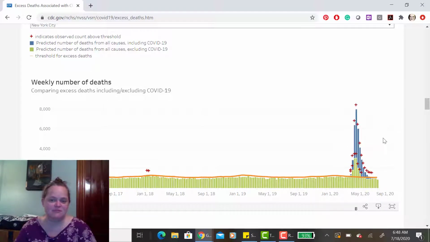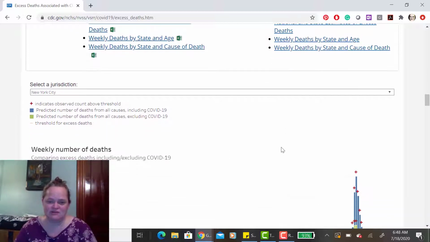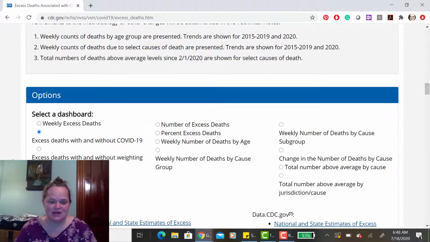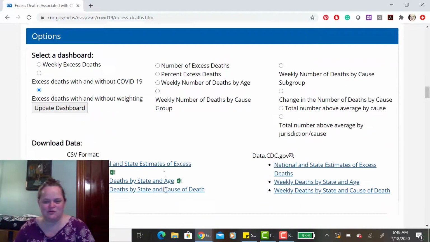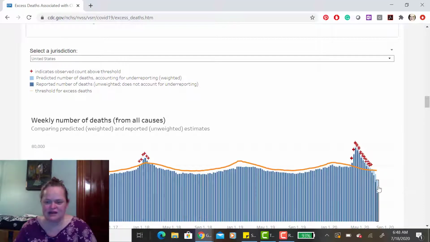That is just an amazing spike. Okay, that's extreme. That's really bad. This is not what you want to see. If there's additional waves, you don't want to see a spike like that. That's really, really bad. I don't want to talk too much about the excess deaths with and without weighting. The whole point of this, and you can't see it with New York City, because they're pretty quick on reporting deaths, so let's just look at the whole country. I'm not going to do that.